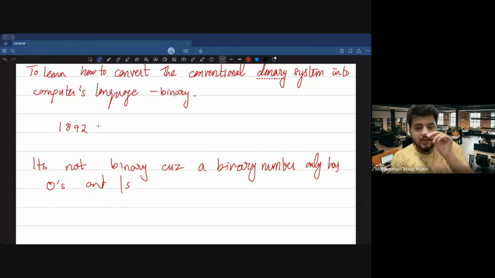So we have 1892, which has digits from 0 to 9. We mentioned this earlier. Denary numbers include digits from 0 to 9. If you see the number 1892, we have 1, which is from 0 to 9. Then we have 8, which is again 0 to 9.